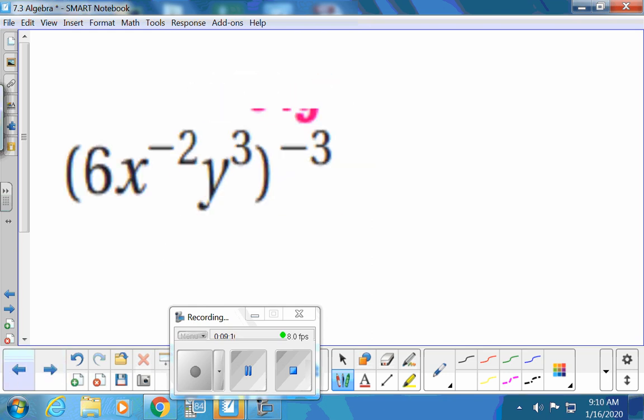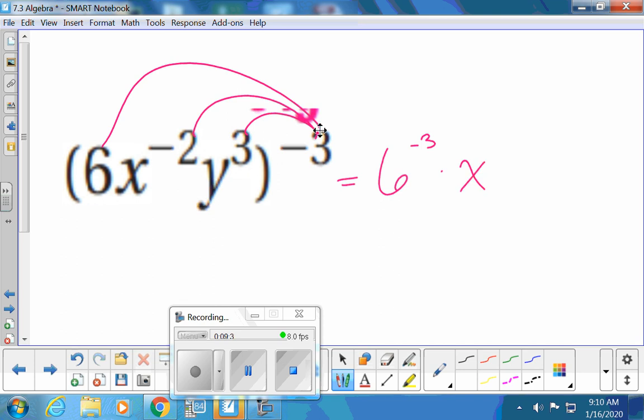Yeah, let's do this one. We'll do this one next. All right, we're going to give this one a try because there's negatives all over the place. We're going to see what would happen. What do you scholars think we should start by doing? Okay, so we'll distribute this negative 3 to these 3 places. So it'll be 6 to the negative 3rd power. It will be x to the what power?